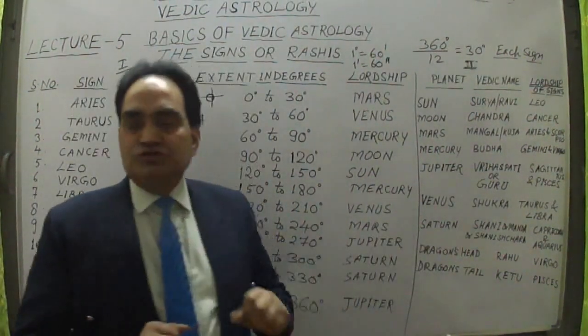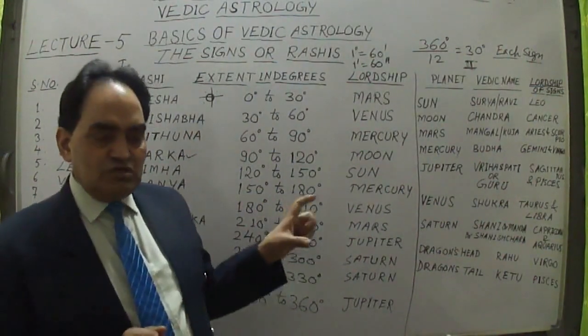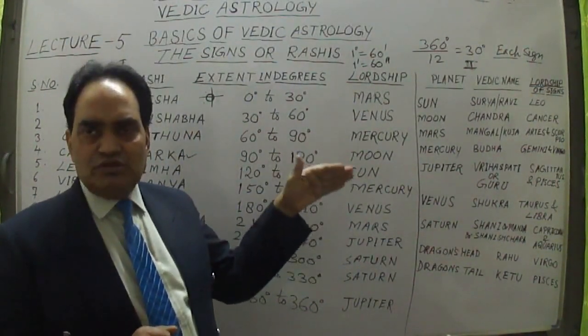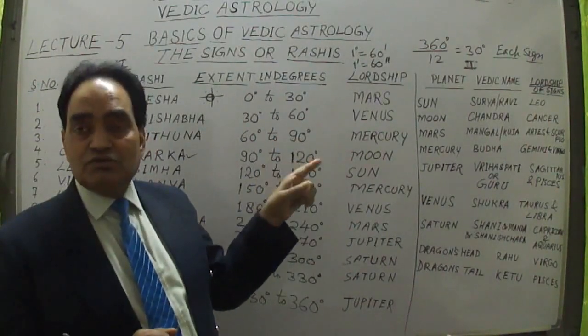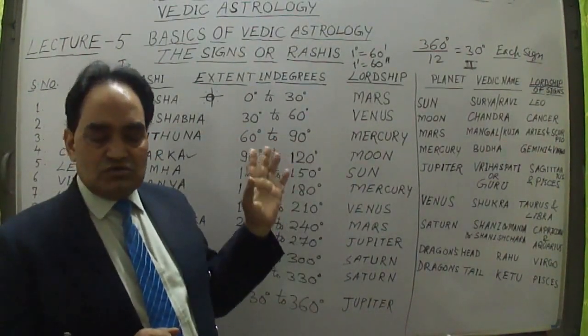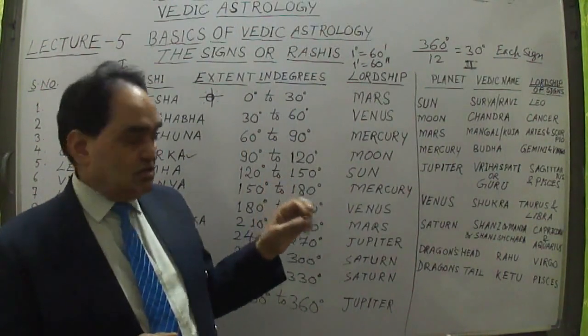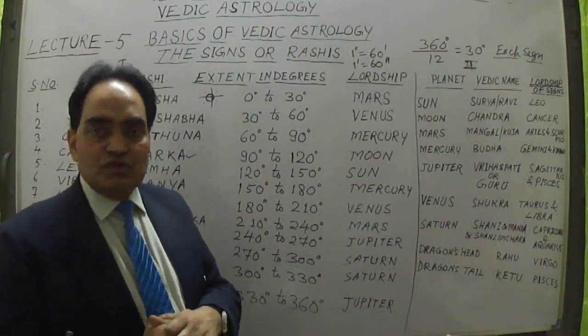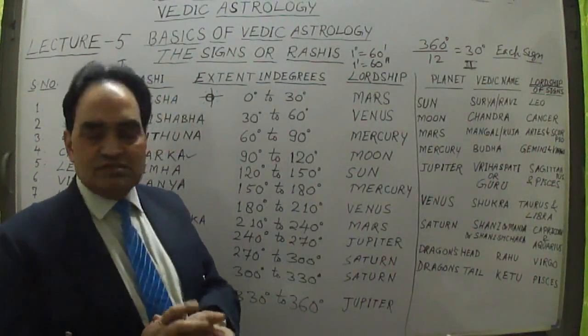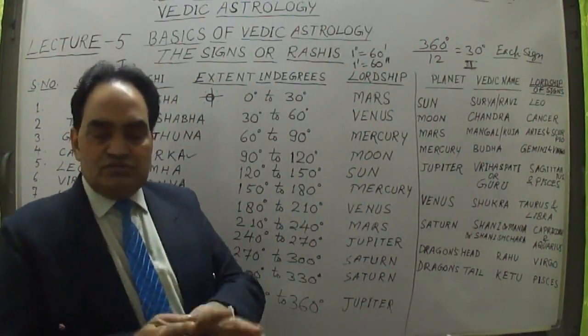Rahu is said to be the lord of the Virgo sign. Virgo is lorded by Mercury also. Mercury is the lord of the two signs, Mithun Rashi and Kanya Rashi, or Gemini sign and Virgo sign. And here the Virgo sign is also lorded by Rahu or Dragon's Head. So Dragon's Head is the lord of the Virgo sign also.